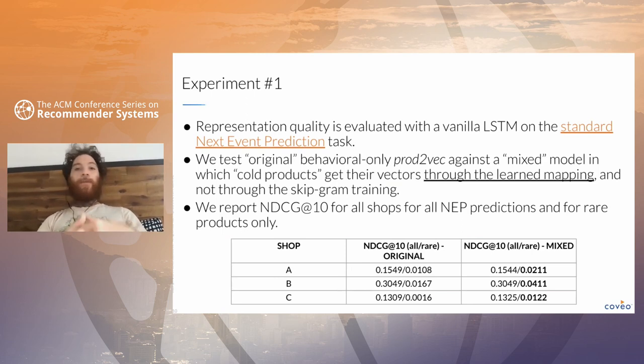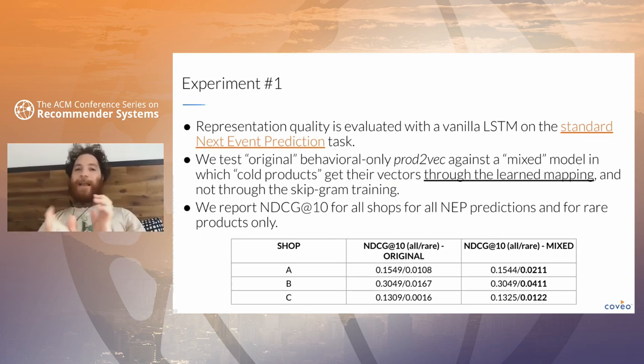We use a very simple model, a vanilla LSTM, because our goal is to evaluate the quality of the embedding itself, not a very complex model that makes it impossible to debug or to understand if the final performance is due to the quality of the embedding or to the complexity of the model. So our test is original behavioral-only Prod2Vec, the one we've been using before, where you take the representation of products, only the vectors produced by the Prod2Vec model, against a mixed space.